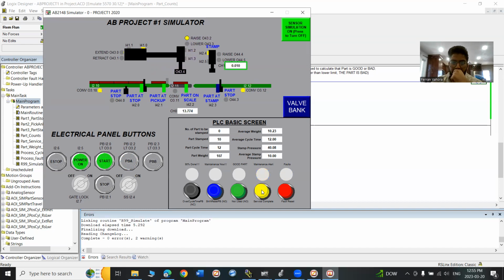So when I press this switch, the service is being done. To reset the part count, it calculates how many total parts are being stamped. So I pressed it. My number of parts stamped is going into the total number of parts. Again, it will calculate 1.